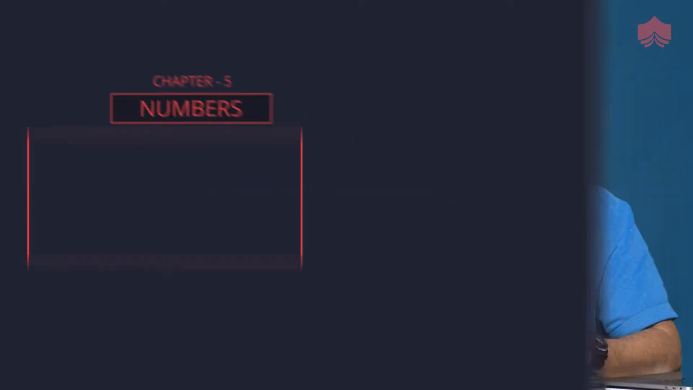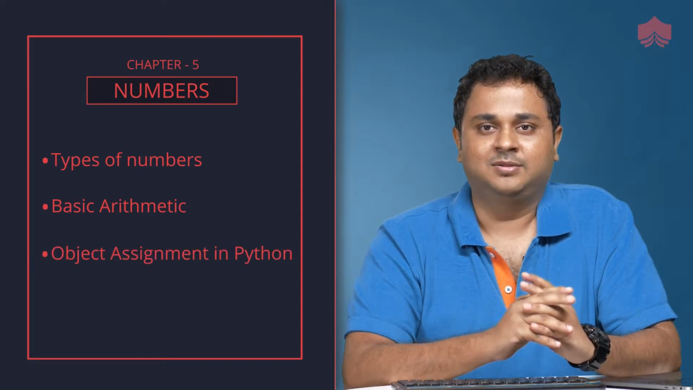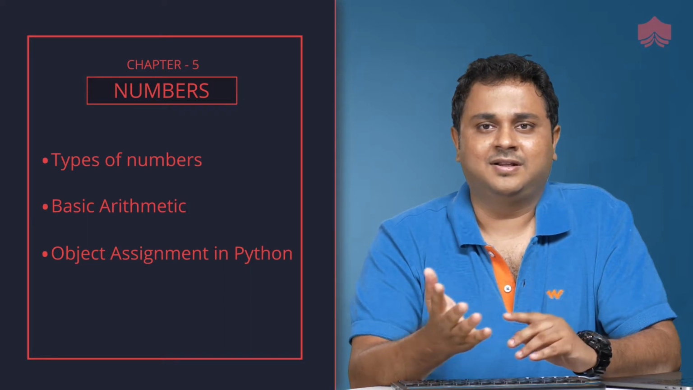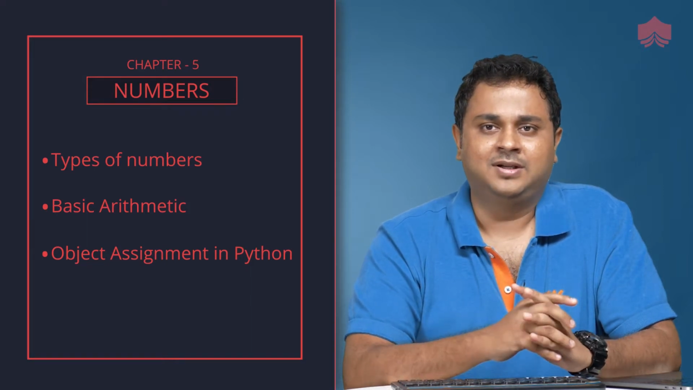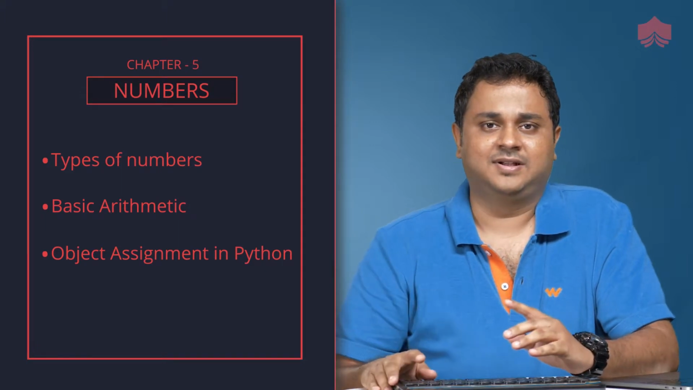This is our second chapter, and I hope it's very easy so far. And in this lesson, we'll be talking about numbers. We'll learn about the type of numbers in Python. We'll learn about basic arithmetic operations that we can perform, and we'll also understand how object assignment is done in Python. So let's get started with some hands-on.